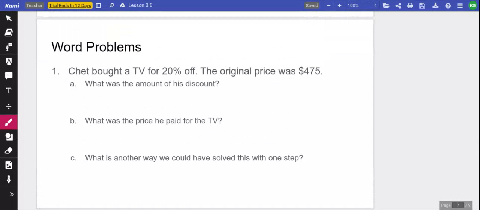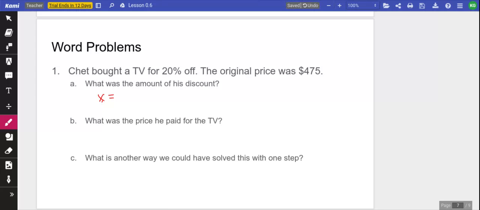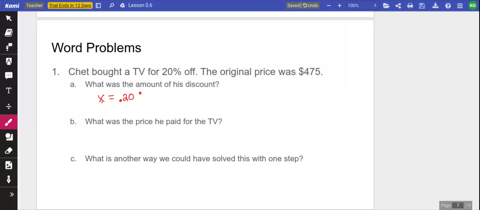There we go. Chet bought a TV for 20% off. The original price was $475. Part A, what was the amount of his discount? So what, X, was is past form of is, so equals. And then the amount was 0.20 because I can't put in 20%. I have to put it as a decimal, of times 475. 0.20 times 475 is $95 off.